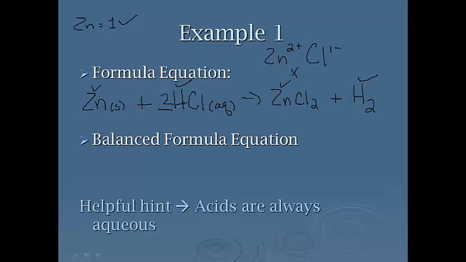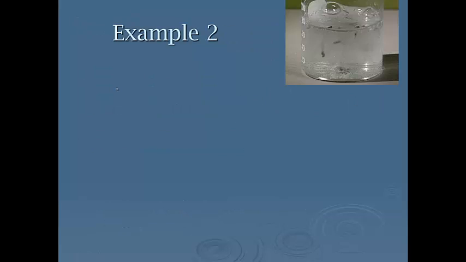My chlorines, there's two of them in this reactant because the two distributes out across, and there's two over here. So I'm done. And that's my balanced chemical reaction for that reaction that we would see.